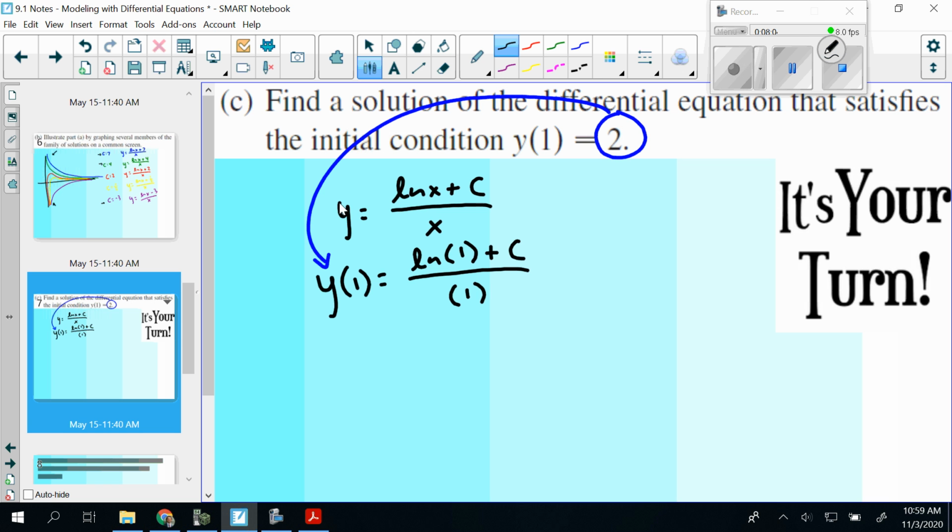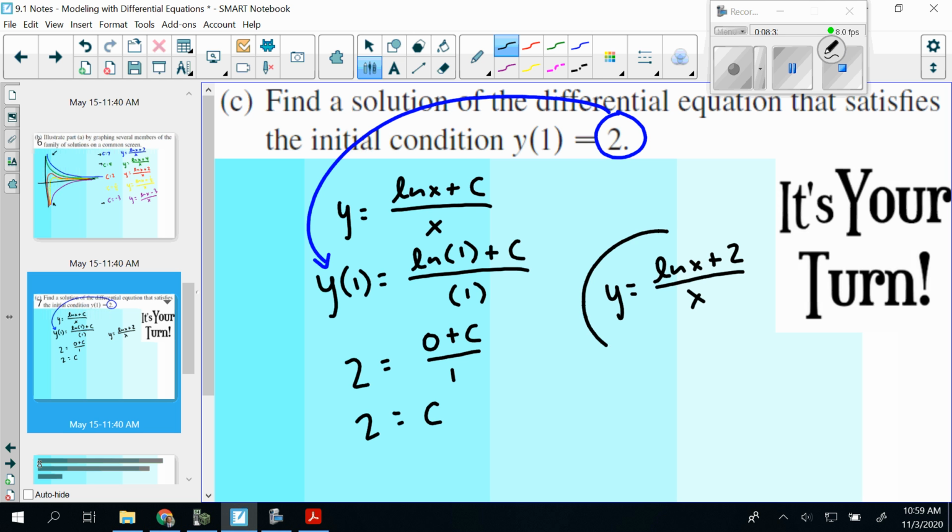So let's plug that in here. And natural log of 1 is 0 over 1, which this will end up, 0 plus c is just c divided by 1 is just c. So our constant in this case would be 2. So if you have the initial condition of 1, that means this equation is going to turn out to be natural log x plus 2 over x. And that's one of them we had already graphed.